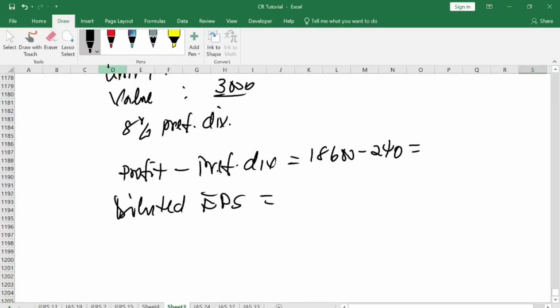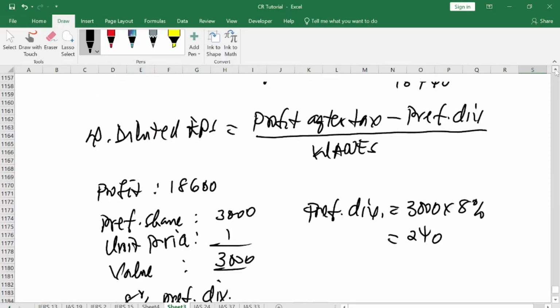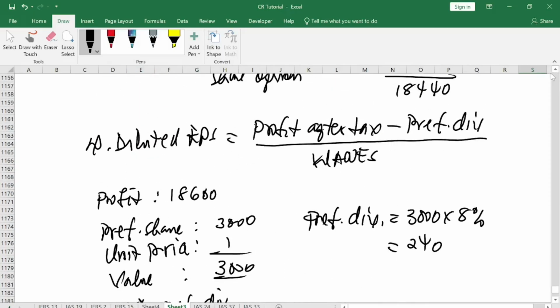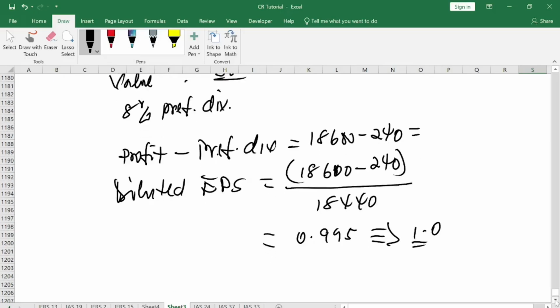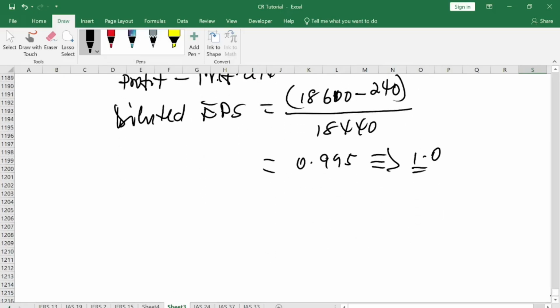That will give you profit of 18,600 minus the preference dividend, divided by your weighted average number of shares. When we calculated the diluted number of shares, it was 18,440. So our diluted earning per share is how much? It will give you 0.995, which is equal to 1.0.